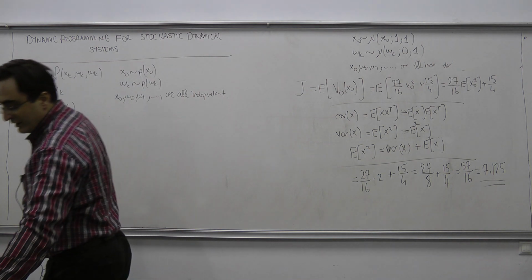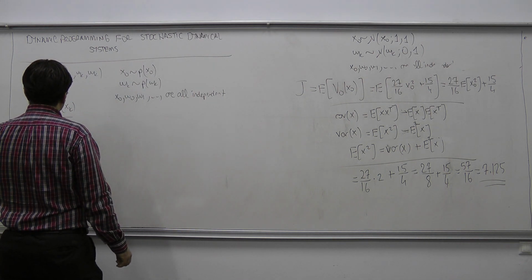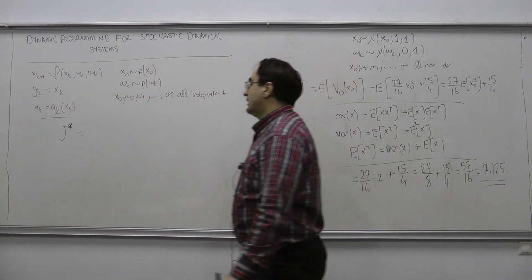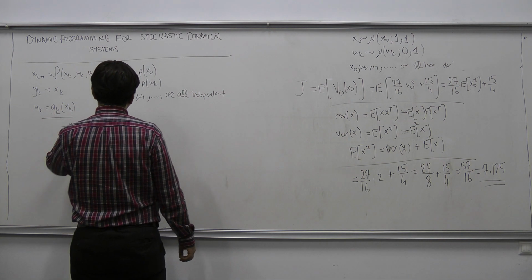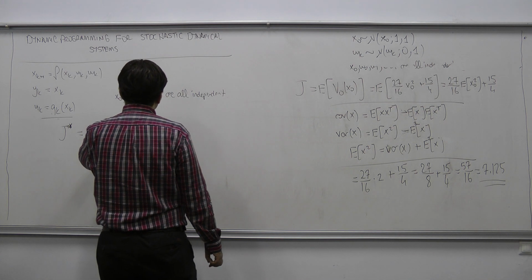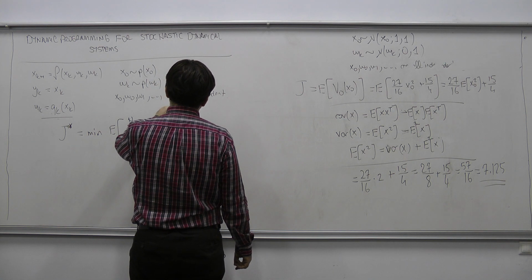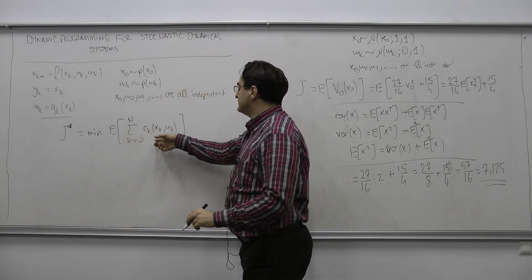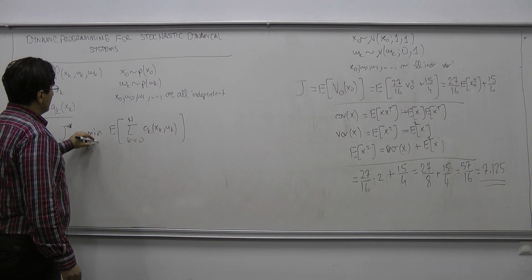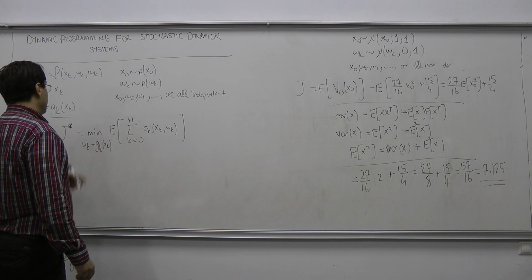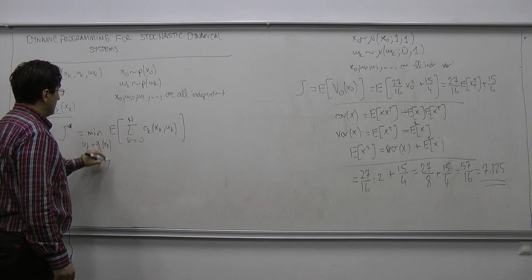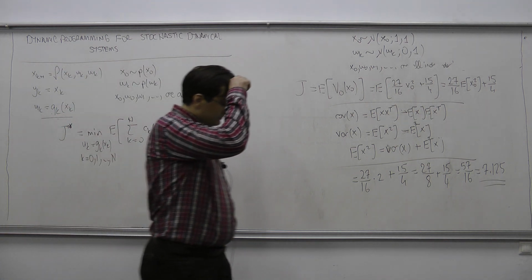So let me try to write the idea here. So we would like to calculate the optimal cost by minimizing our cost function, expected value of the sum over k from 0 to n of c_k(x_k, u_k), and with respect to what? The minimization is with respect to these variables. u_k is equal to g_k(x_k), and I would minimize this with respect to k from 0, 1, up to n, okay?